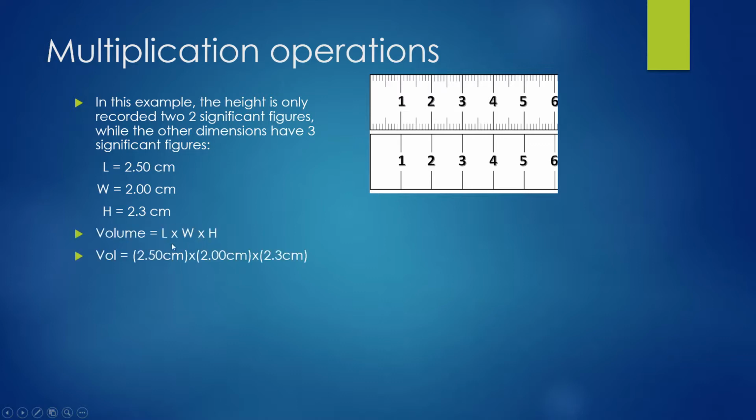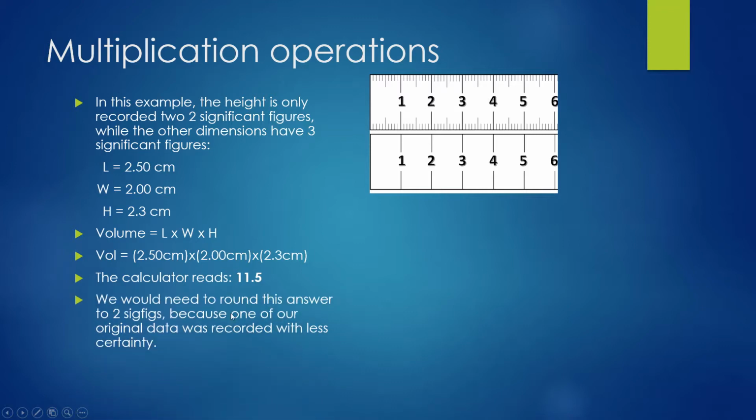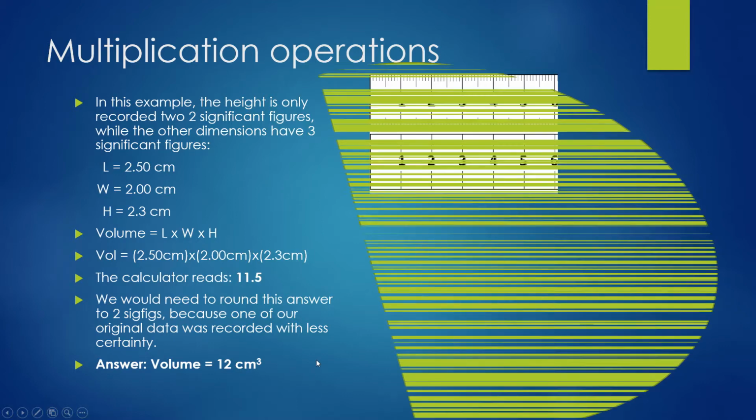However, when we go to compute the volume and multiply length times width times height, the first 2 values have 3 significant figures, the third value only has 2, but our calculator would read 11.5. However, we would need to round this answer to 2 sig figs because one of our original data was recorded with less certainty. The answer that we would record should be that the volume is 12 cubic centimeters.